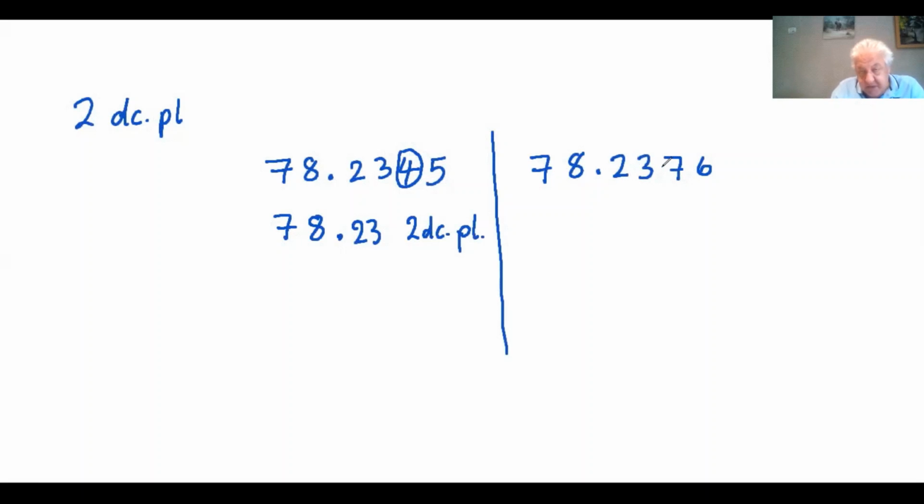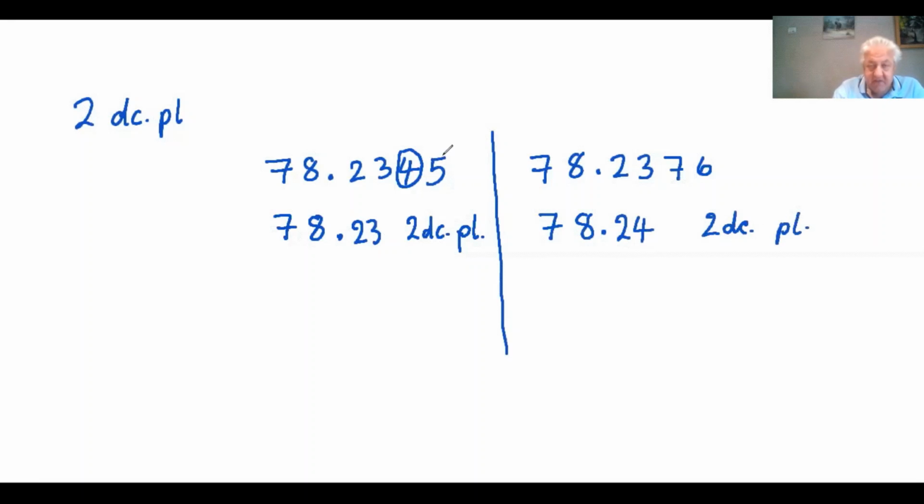Now let's look at this number. Again, I look at my third decimal place. If it's 5 or above, then I increase this by 1, or I add 1. So this becomes 78.24 to 2 decimal places.